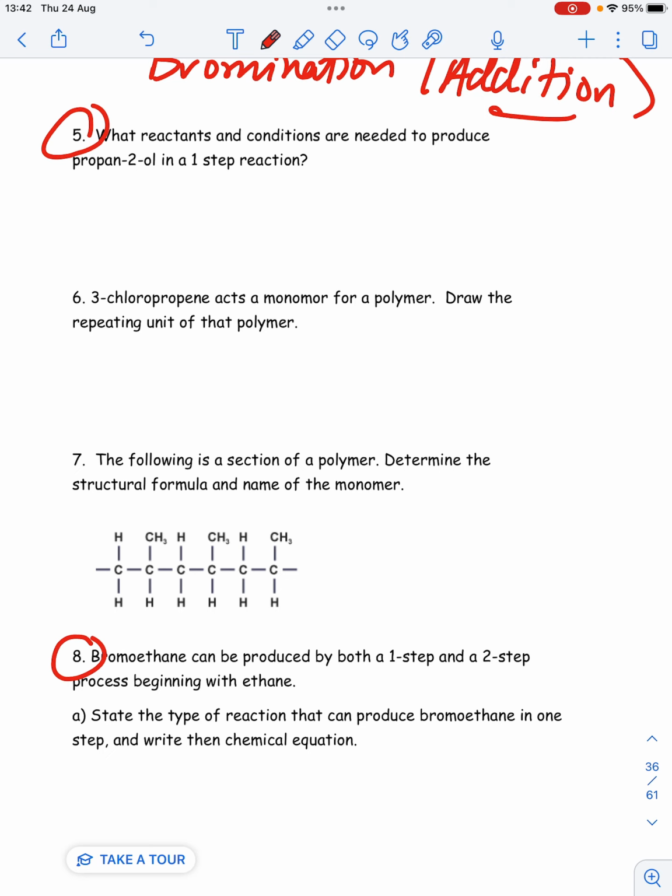3-chloropropene acts as a monomer for a polymer. Draw the repeating unit. So the trick with polymers is you draw the double bond, okay, and it's propene. The key thing to do is to focus on the ene part. So here's the part of propene that's the ene. I need to draw a 3rd carbon somewhere because it's prop. So off of any one of these 4 bonds I've drawn, I could draw that next carbon.